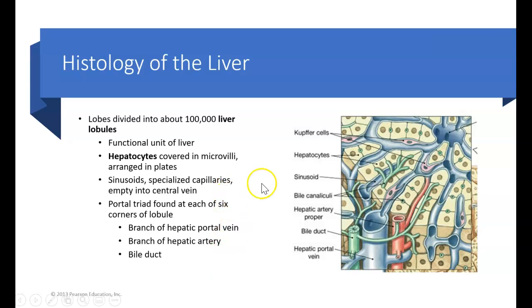The liver is made into units called lobules. There's over 100,000 liver lobules, and these lobules are the functional unit of the liver. Inside these lobules, here's a piece of a lobule, there are hepatocytes, which are the main liver cell. There are sinusoids, which are specialized capillaries that empty into the central vein. I'll talk about what happens there in a second. And then there's the portal triad, which includes a bile duct, a hepatic portal vein, and also a hepatic artery. So these are the parts of each unit that make up the liver tissue.